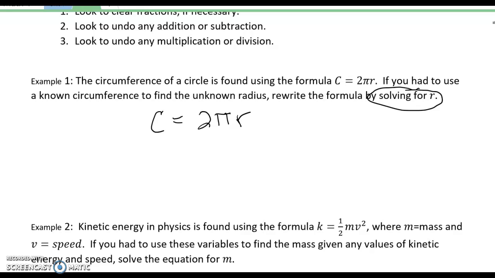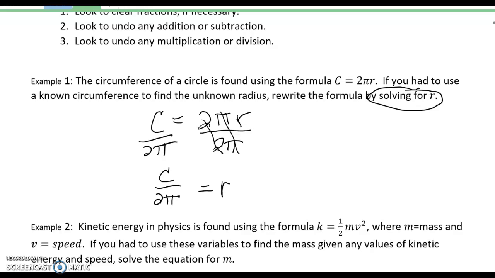Yep, we are going to divide by 2 pi, right? Since 2 and pi are both being multiplied to r, to get rid of them we are going to divide them out. So I'm going to divide by 2 pi on both sides. The 2's cancel, the pi's cancel. I'm left with r equals, and on this side we're left with an expression. Right? We're not looking for a specific numeric value for r.